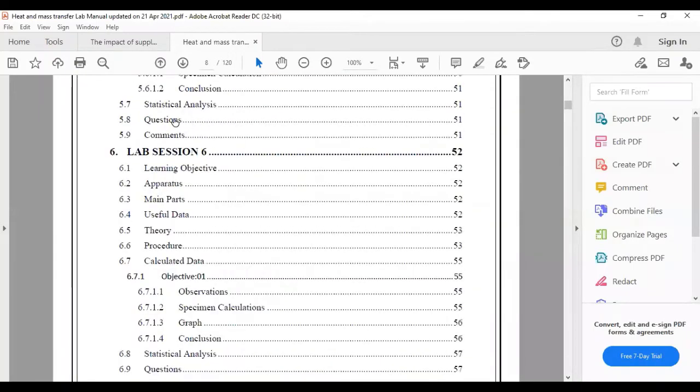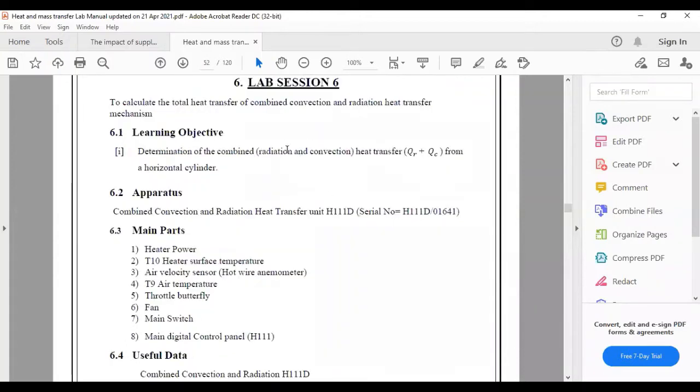We are moving towards lab session number 6. The lab is about calculating the total heat transfer of the combined convection and radiation heat transfer mechanism. We will calculate the heat transfer due to radiation and due to convection, and then add both heat transfers to get the total heat transfer.